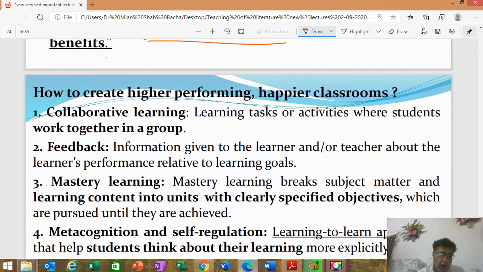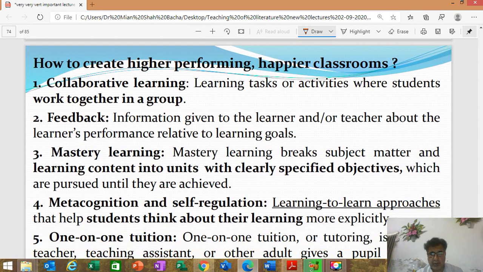And then, how to create higher performing and happier classrooms. It is by collaborative learning, which we have discussed exhaustively. Learning tasks or activities where students work together, so you make them happy. Feedback has to be taken. It is information given to the learner and teacher about the learner's performance, and feedback has to be taken because feedback guarantees improvement.